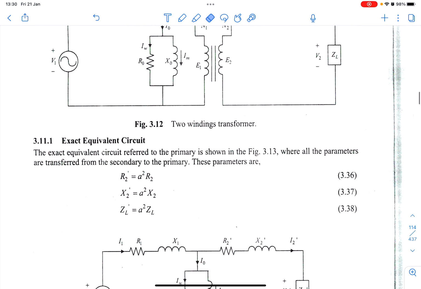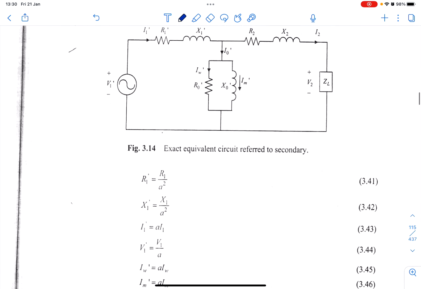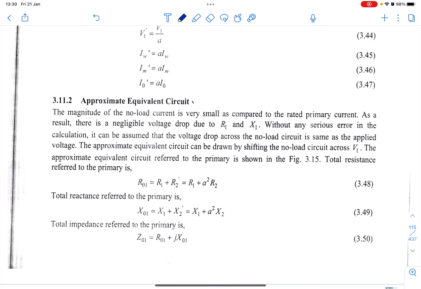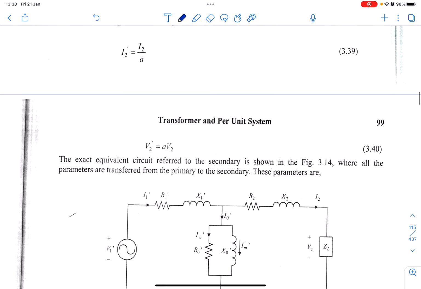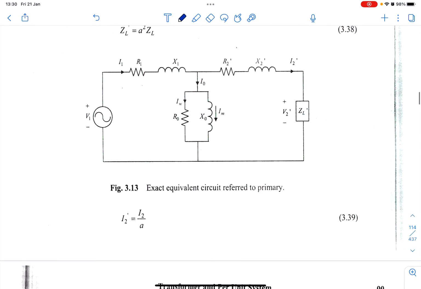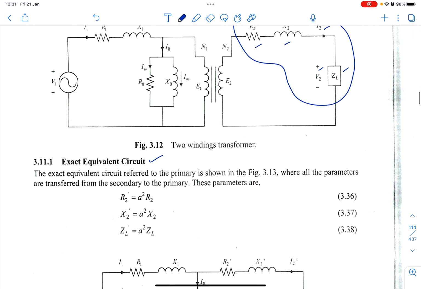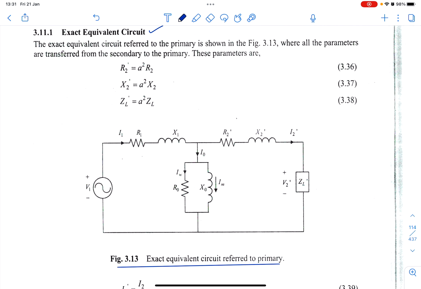So there are two types of equivalent circuit, which is the exact equivalent circuit, and the other one is the approximate equivalent circuit. For the exact equivalent circuit, the circuit will be like this. This is the exact equivalent circuit referred to the primary. In these parameters, all these secondary parameters, R2, X2, I2, V2, and ZL, are transferred into the primary side.